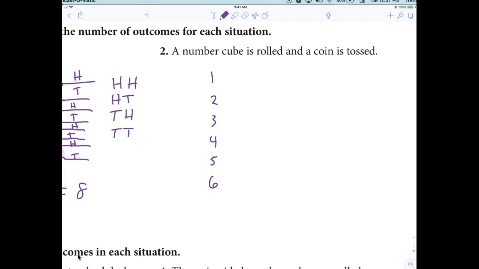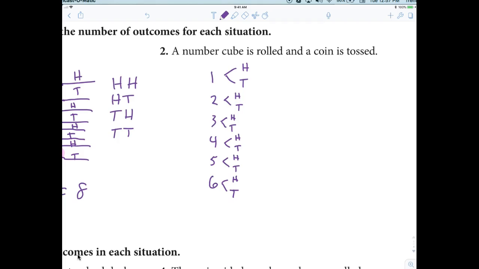Now, you're going to toss a coin. That's your second event. All right, and you can get a what? You can get a heads or a tail. So now, next to the 1, you draw a little branch out. And you can say it can be a head or tail. And then for 2, same principle. 3, same principle. 4, same principle. And all the way down.